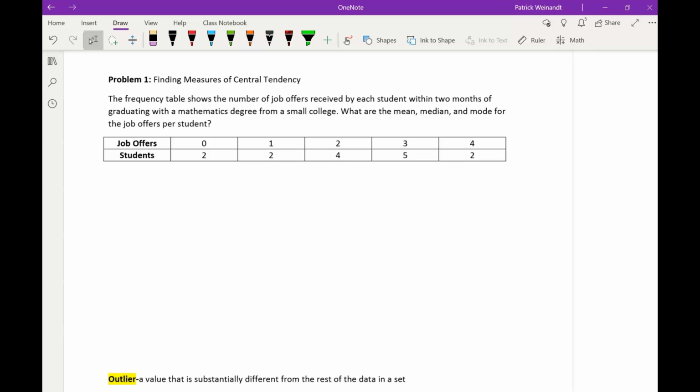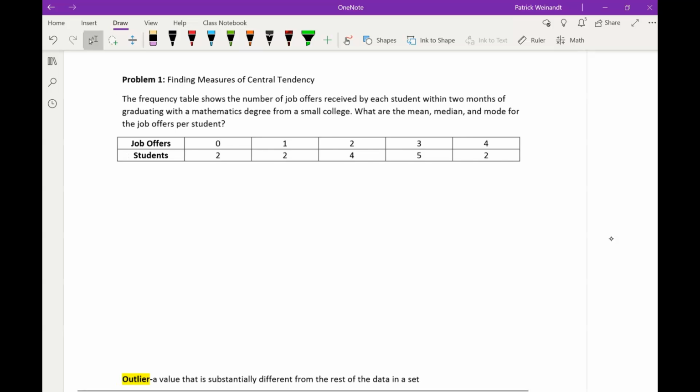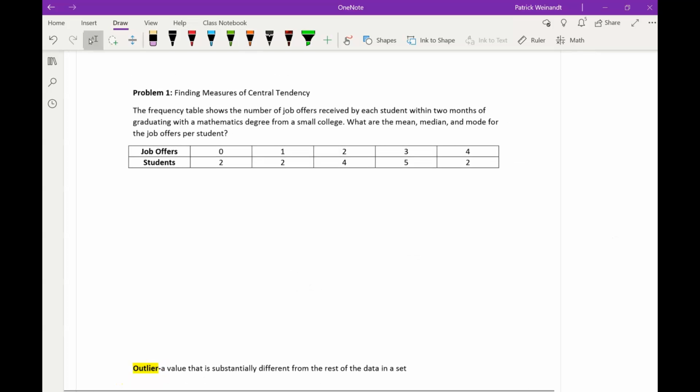When you're reading this table, you want to be careful. This is a frequency chart, so it means this is how many times these occur. So the number of job offers received happened twice. There are 2 times where a job offer was 0. So we want to know the mean, median, and mode of job offers. Well, there's going to be 0, 0. There's going to be 1 twice.